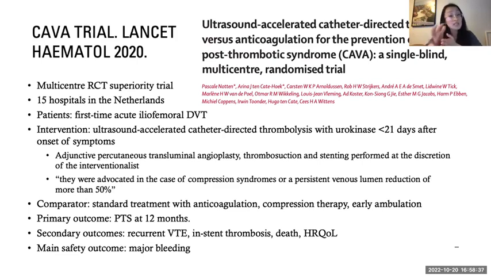And the primary outcome this time was again PTS. This is at 12 months, so sort of in between the other studies, and looking again at recurrent VTE, in-stent thrombosis, death, health-related quality of life, and major bleeding.